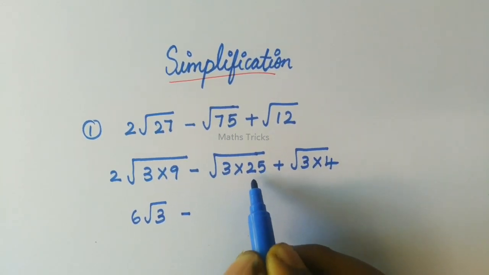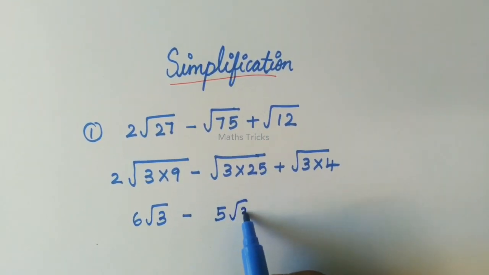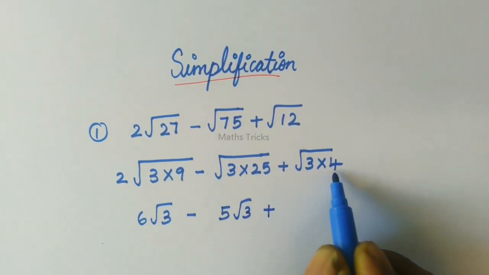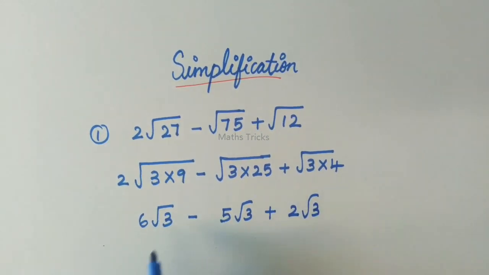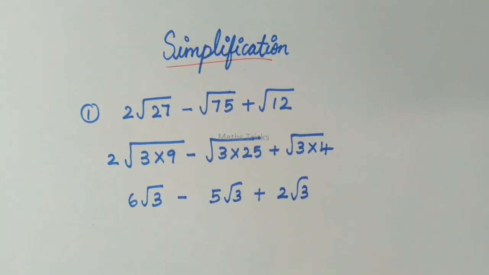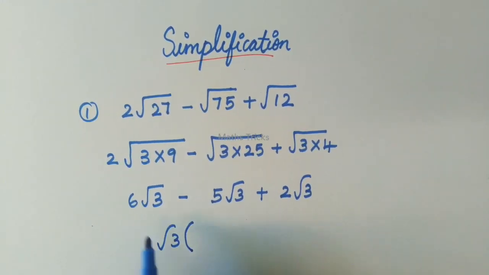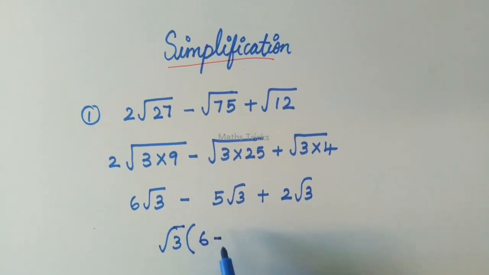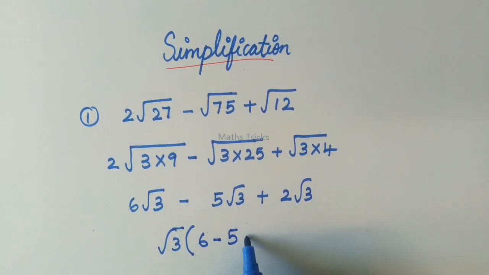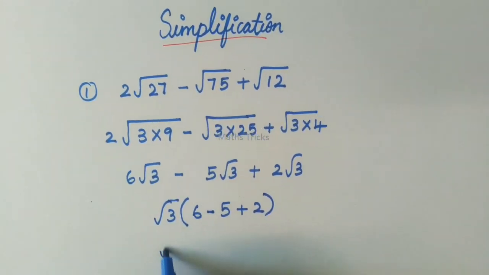so we write 5 root 3 plus, what is the square root value of 4? That is 2, so we write 2 root 3. Here root 3 is common, so we take root 3 as common. So we have 6 minus 5 plus 2. Here we do the addition and subtraction according to the BODMAS rule.